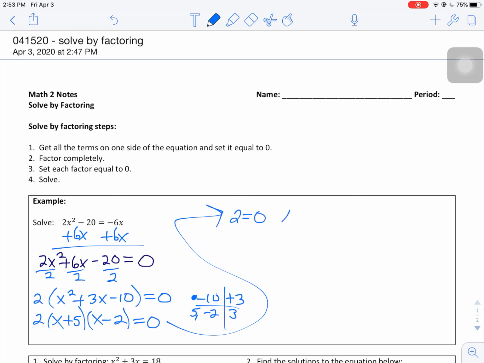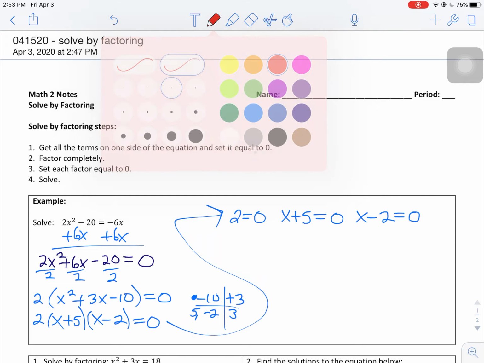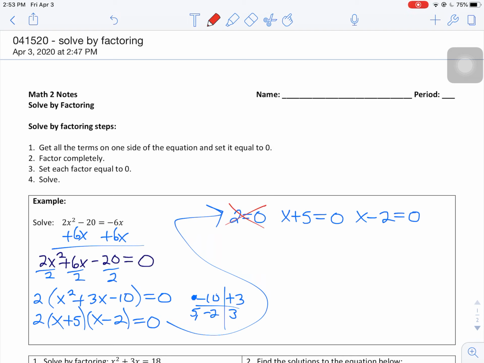So 2 equals 0, x plus 5 equals 0, x minus 2 equals 0. Now that first equation, 2 equals 0, that is not a true statement. That doesn't make any sense. So we just cross it out. We're not going to use that. The other 2 equations, you just solve for x. So these are both nice, easy one-step equations. So we're getting x equals negative 5 and x equals 2.